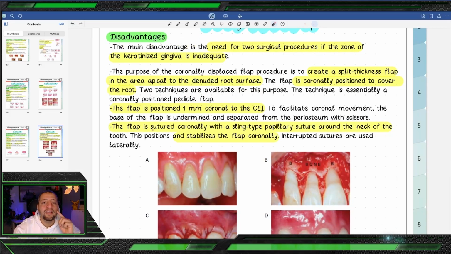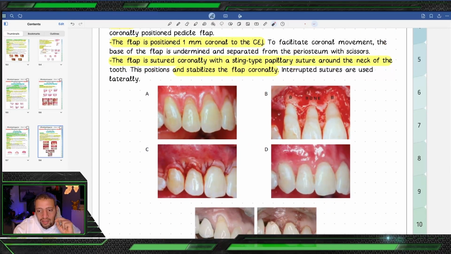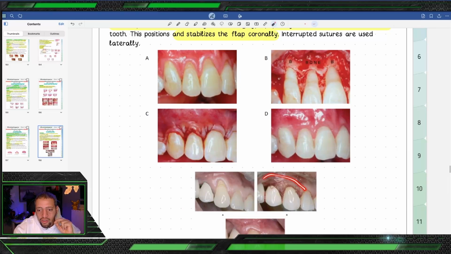The second technique, the flap is sutured coronally with a sling type papillary suture around the neck of the tooth. This positions and stabilizes the flap coronally. So what type of suture for coronally positioning the flap? Sling type. Sling type papillary suture. This is the first technique with no suture, and this is the second technique with the suture.